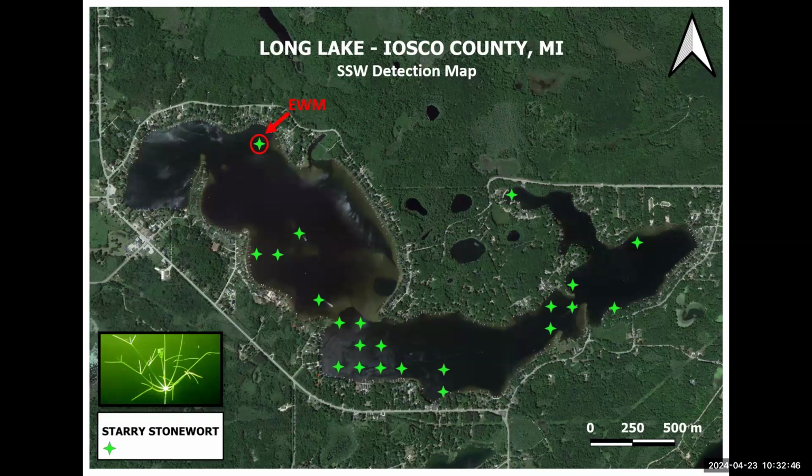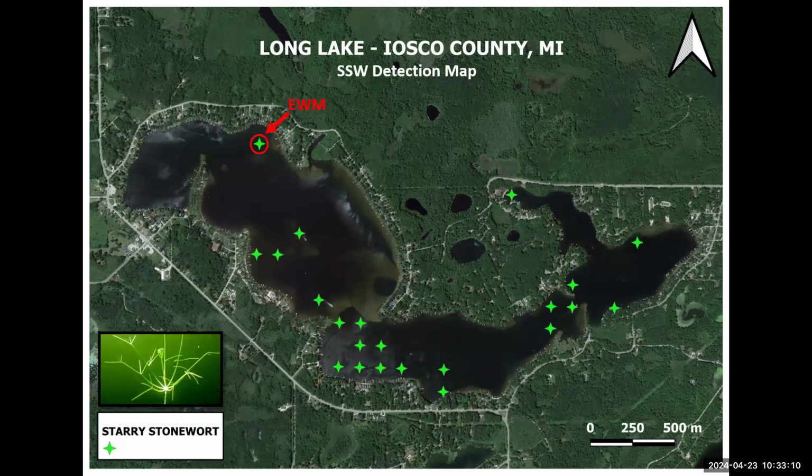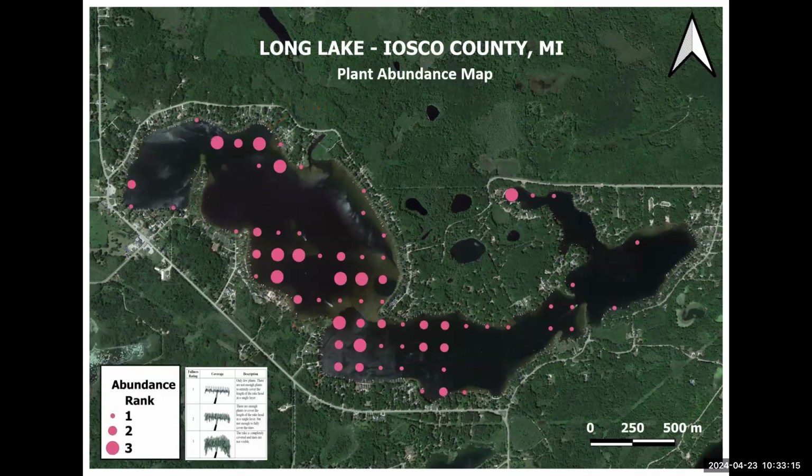This water body also has starry stonewort. This is a starry stonewort detections map. And then we had one Eurasian water milfoil detection up there in the northwest corner. But yeah, this lake has 3 aquatic invasive species, the 3 that we talked about previously. We also can build abundance maps to show where is biomass the highest, and you can see that where biomass is high, it overlaps to some degree with where the aquatic invasive species are. So this water body is invaded.